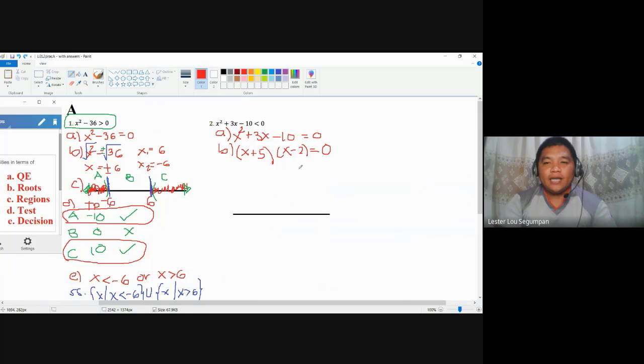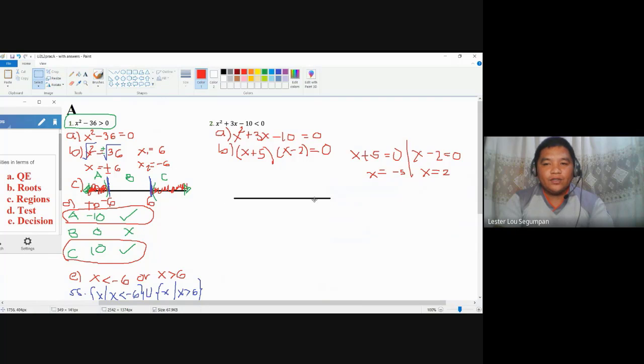We could use the zero factor property, which means we equate these two factors to 0 to get the roots. x plus 5 equals 0 and x minus 2 equals 0. So x is equal to negative 5 and x is equal to positive 2. These are the roots. So we could just place it here for step letter C, sorry for that, for the regions. So you have negative 5 and here positive 2. So these are our regions, A, B, and then C.